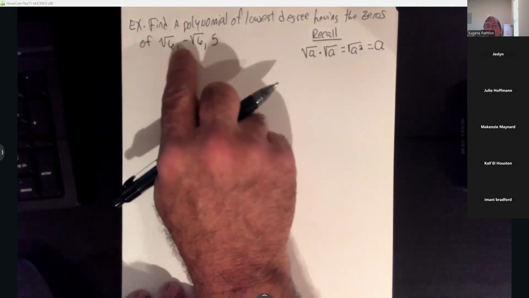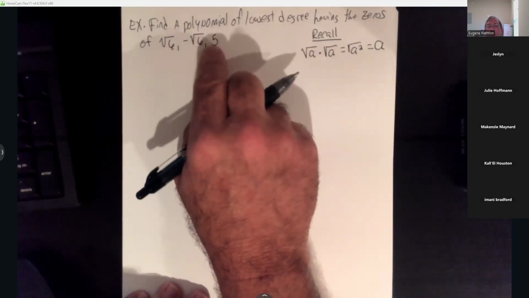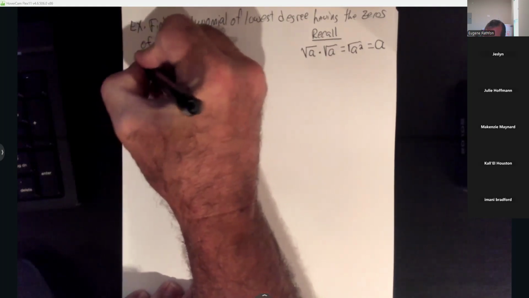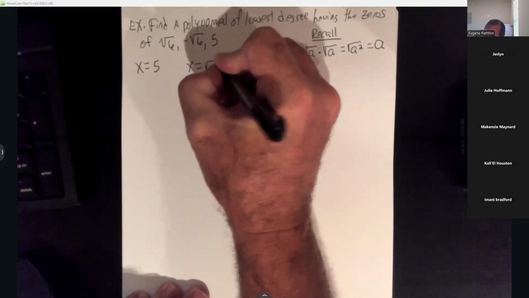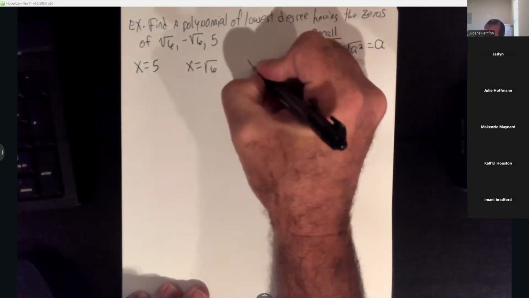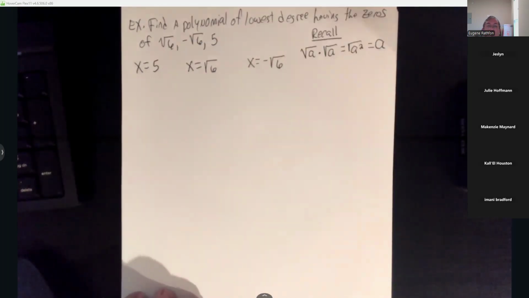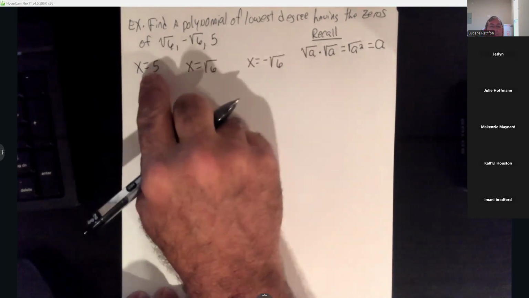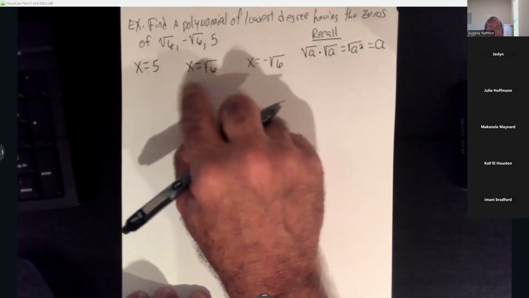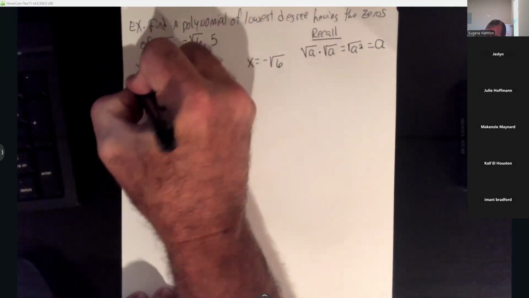Now, always put the radicals and imaginary stuff last. So when I write out these solutions, I'm going to put my x equals 5 first. Then I'll do my x equals a square root of 6. And then I'll do x equals a negative square root of 6. All right, y'all, same thing. We need a 0, so we're going to subtract 5, subtract square root of 6, add square root of 6. Okay, so let's knock that out.